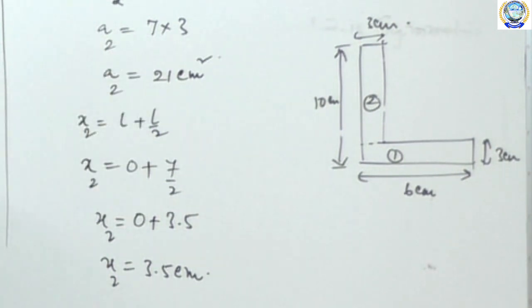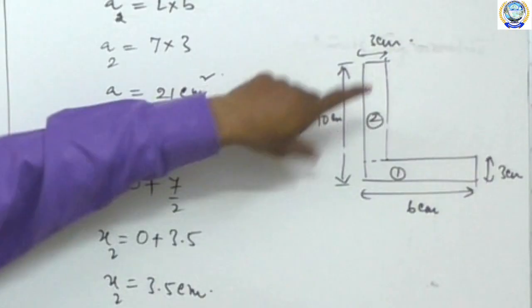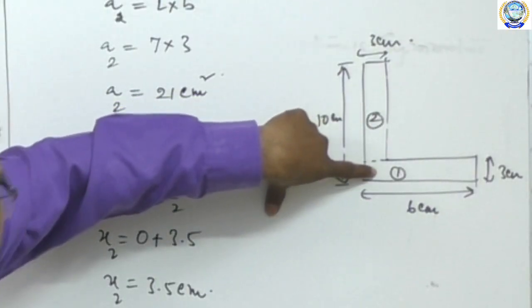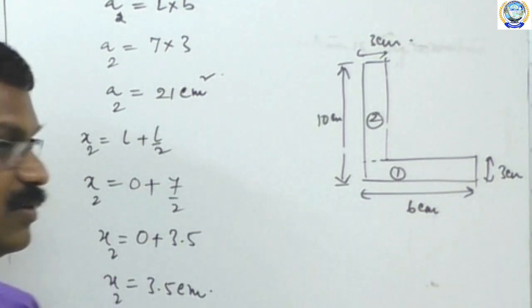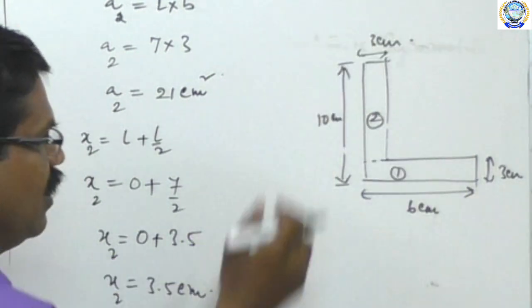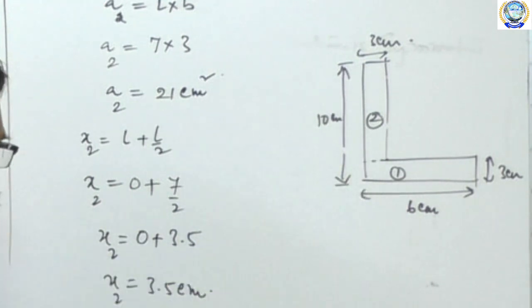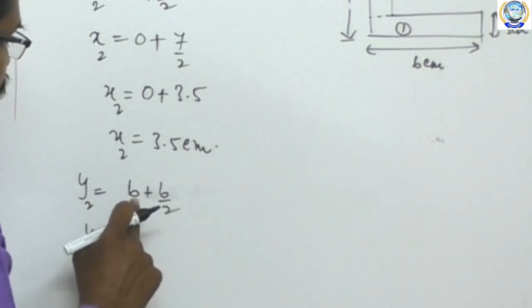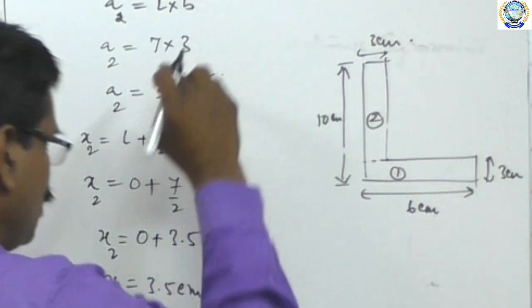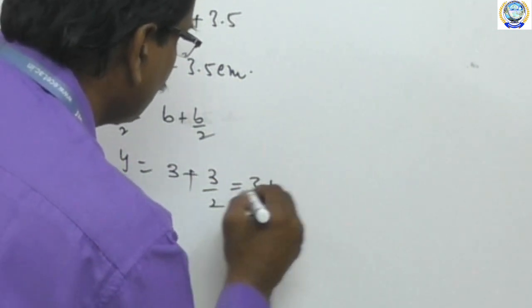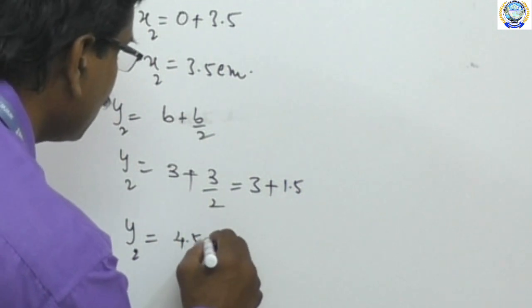Similarly, we need to find the Y2 coordinate for the second portion. Y2 is equal to B plus B by 2. For finding the Y coordinate, the second portion is attaching with the first portion of the first rectangle. Therefore, this B belongs to the first portion of the rectangle. That is how much? 3. We should move from downward to upward direction. My second portion is attaching with the first portion. So Y2 is B, which belongs to the first portion, plus B by 2, which belongs to the second portion. The first B is 3, and for the second we used B as 3, therefore 3 by 2. That is equal to 3 plus 1.5. That implies Y2 is equal to 4.5 centimeters.